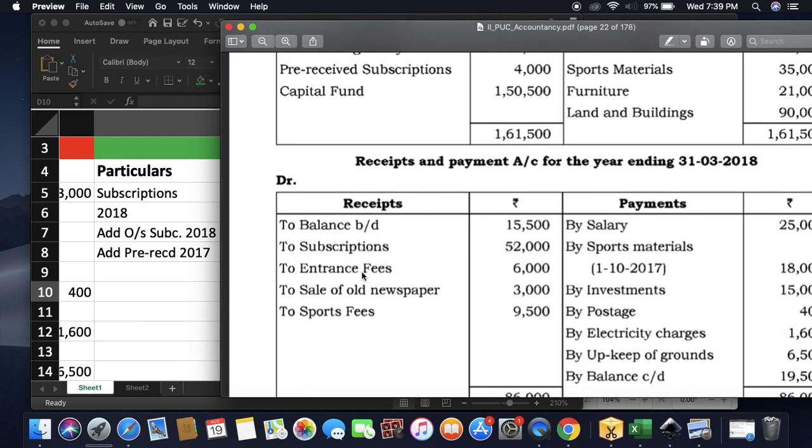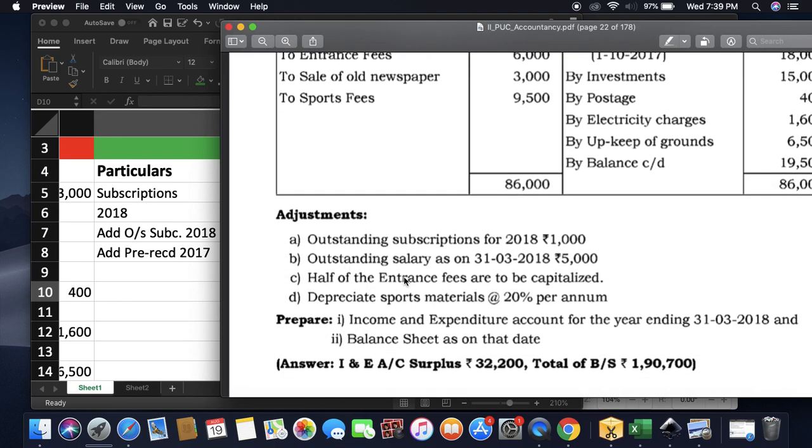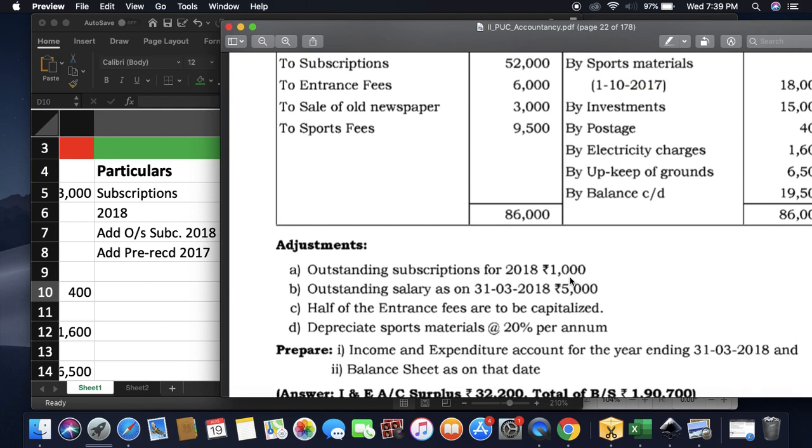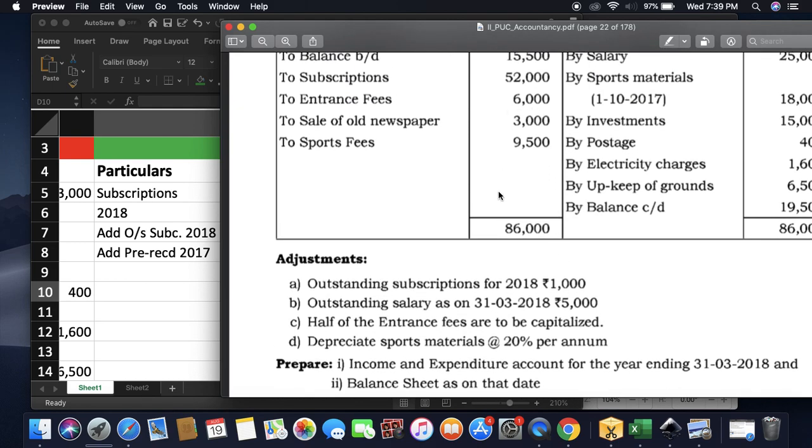Whenever you find entries like entrance fees or donations, come down and see. This is where they would have given that half of the fees should be capitalized, or they'll say full entrance fees to be capitalized, or 100% entrance fees are to be capitalized. If half of the entrance fees are to be capitalized, they mean to say that from the 6,000, 3,000 you take this year and 3,000 you include in the capital account. That we will discuss when we go to the balance sheet.